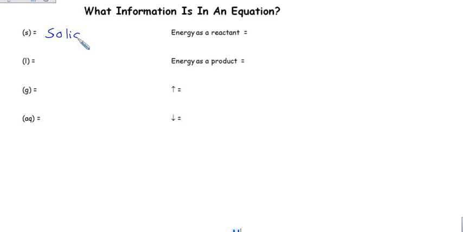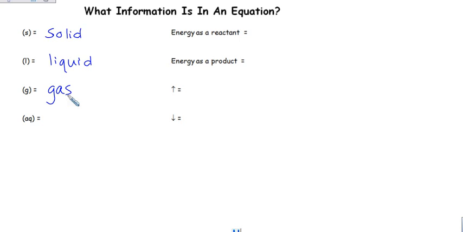Solid. Which probably means that the L stands for liquid and the G stands for gas. So again, just little symbols that we use to be more descriptive. If I were going to run this reaction, what should I expect to observe? Am I going to form a solid, a liquid, a gas?